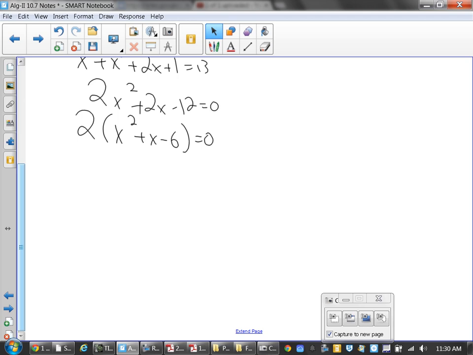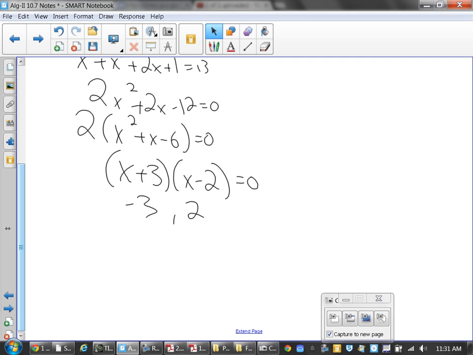Now, what times what is negative 6, and when I add together, I get positive 1? Negative 2, positive 3. My terms, remember, the terms are what are in parentheses. The zeros are the answers. So my terms are x plus 3, x minus 2. My zeros, therefore, are negative 3 and positive 2. So that means the intersection of this line and that circle has 2 possible x values, which means it's going to intersect twice.